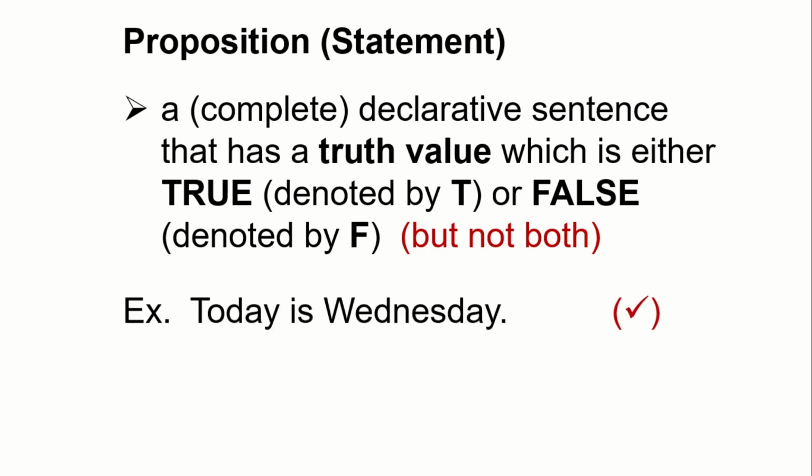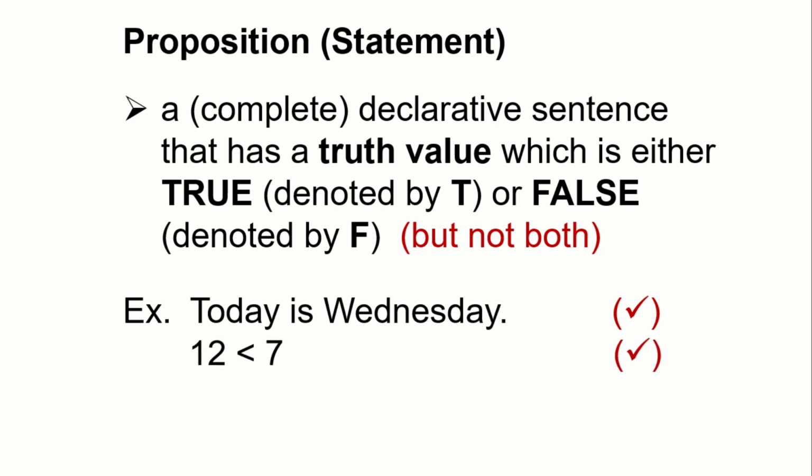Say for example, today is Wednesday. So if it is really Wednesday today, then it is true. Okay, it has only one truth value. But if it is not Wednesday today, then it is false. But this statement cannot be both true and false. So meaning, this is a proposition. It is a declarative sentence with either true or false truth value.